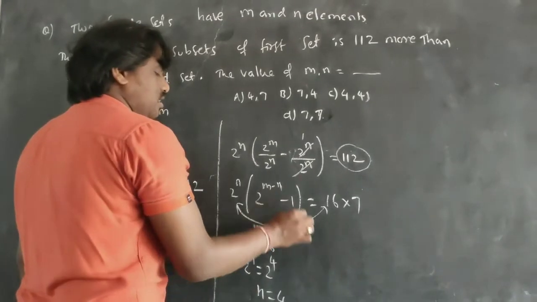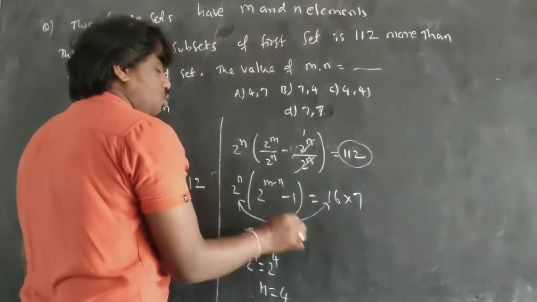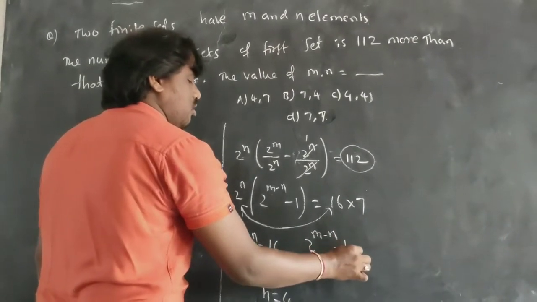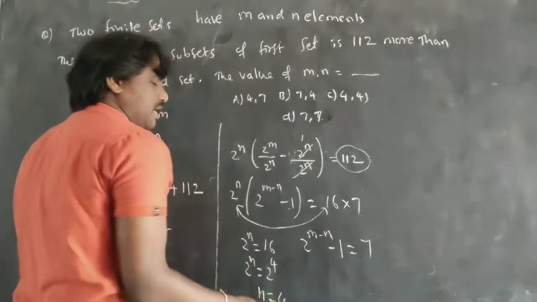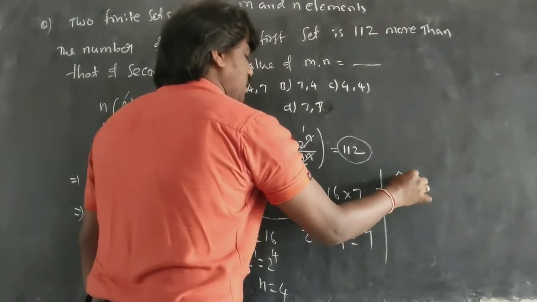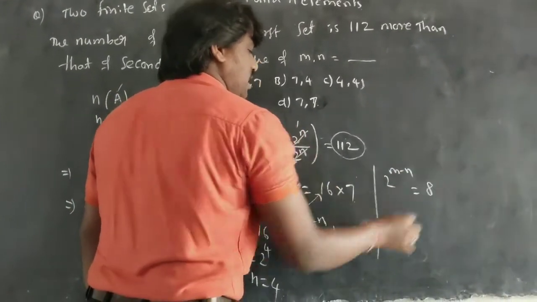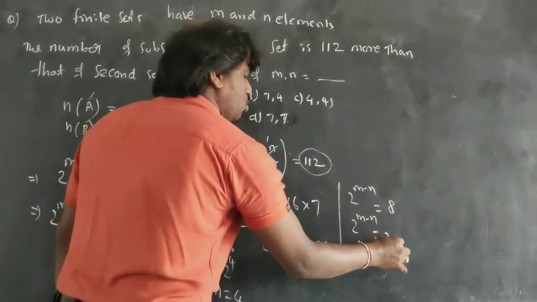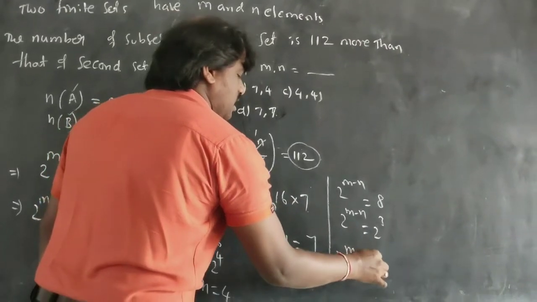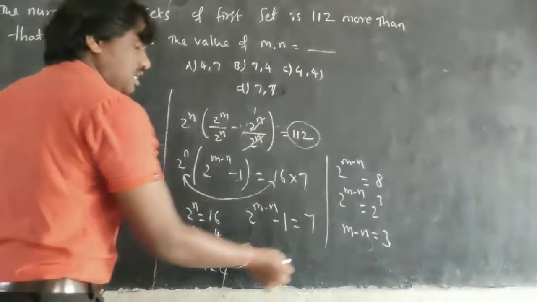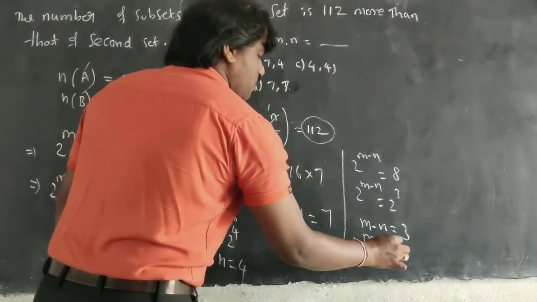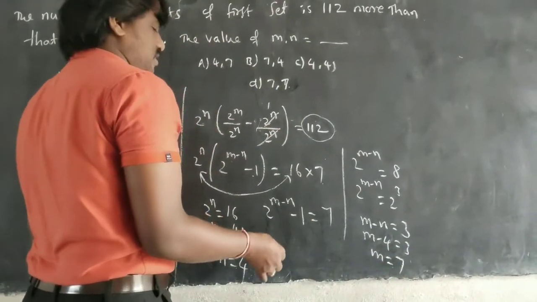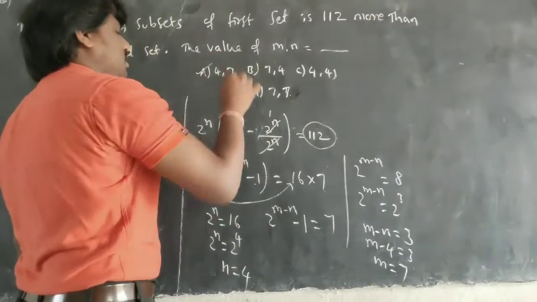So what will this be here? 2 power m minus n minus 1 is equal to how much? 7. This will be equal to this part. So 2 power m minus n is equal to 7 plus 1, 8. Then 2 power m minus n is equal to 2 cube. So m minus n is equal to 3, and n is equal to 4, you substitute. m minus 4 is equal to 3, thus m is equal to 7. So the m value is 7 and the n value is 4. The A option is right.